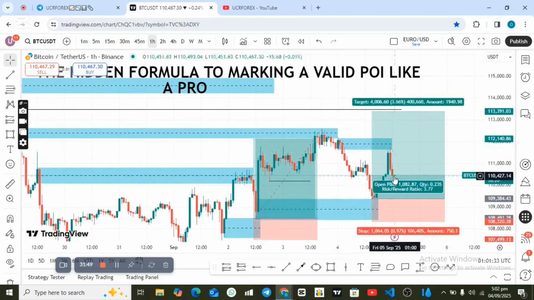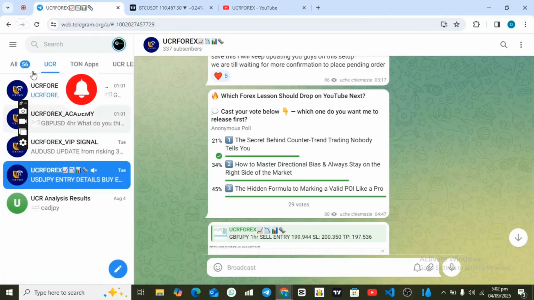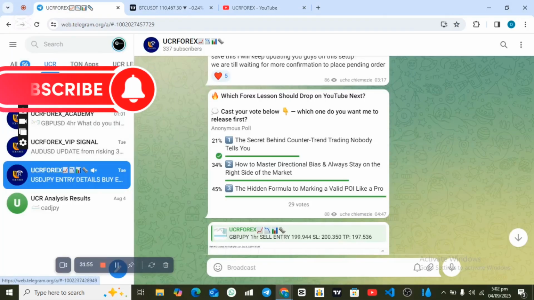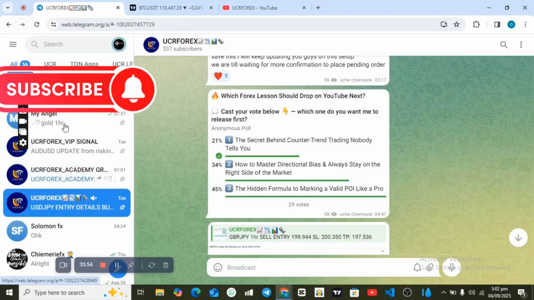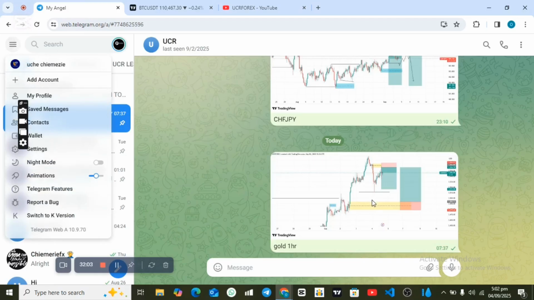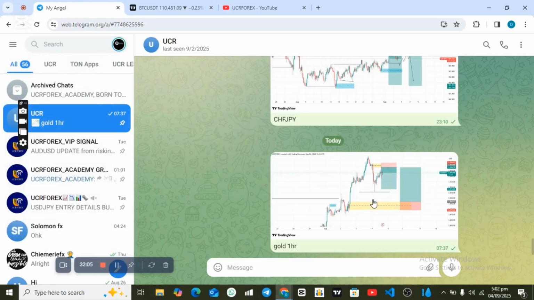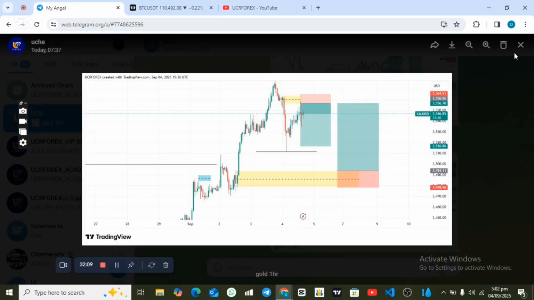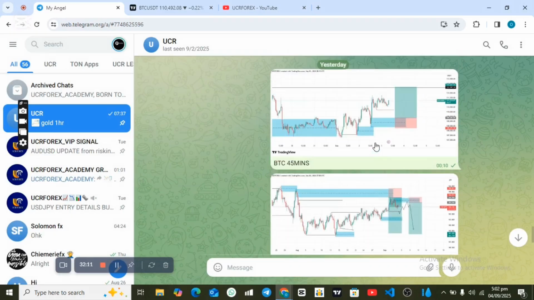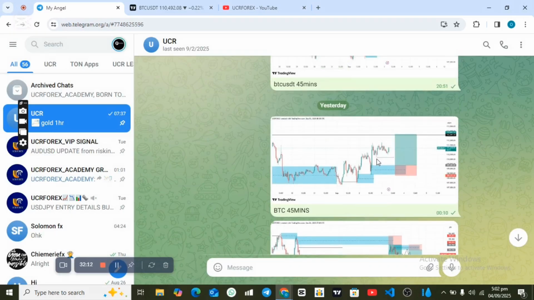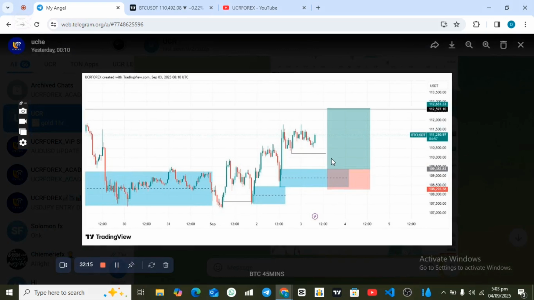But you can see, look at the setup here. Look at when I did the analysis. Let me show you guys when I did the analysis. Okay, so you can see when I did the analysis. I mean, this one is good. Let me find a particular one. So look at it. This is BTC when I did the analysis.